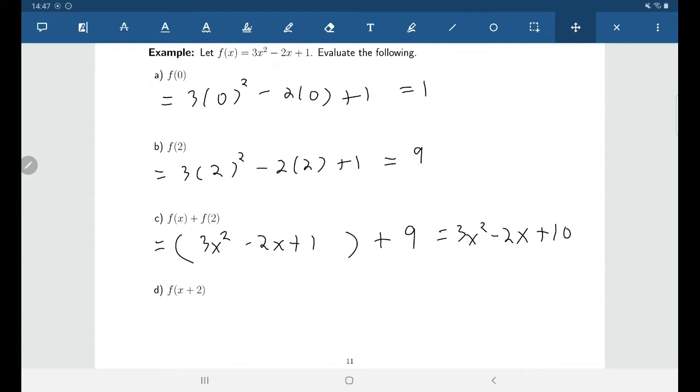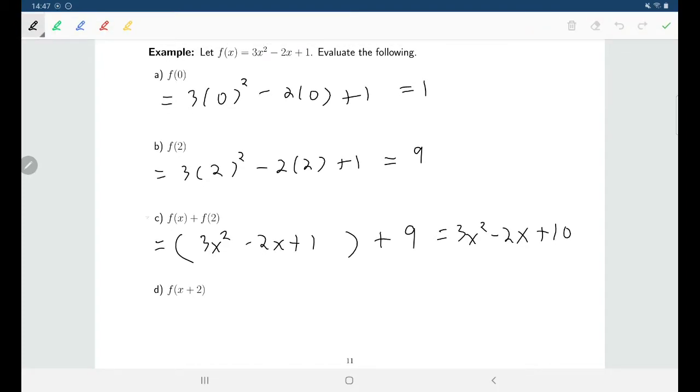Now compare this part C with part D. They look similar. They both have x's and 2's involved. One of them is f of x plus f of 2. The other one is f of x plus 2. And the difference between them is, although there's x's and 2's for both, in part D, we're going to take our original function and replace all of the x's with x plus 2's.